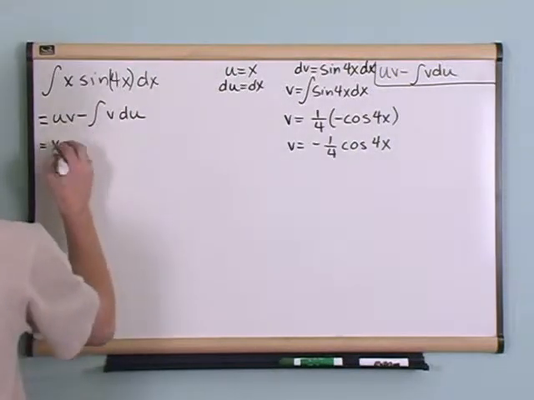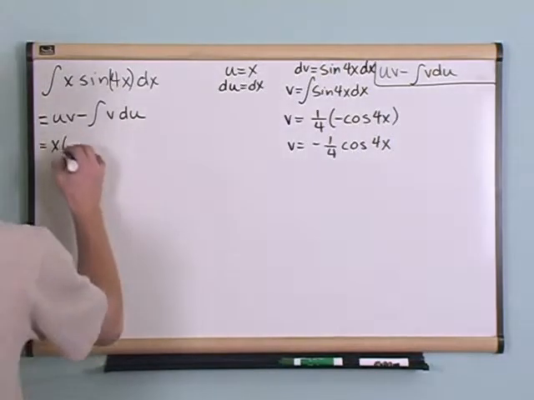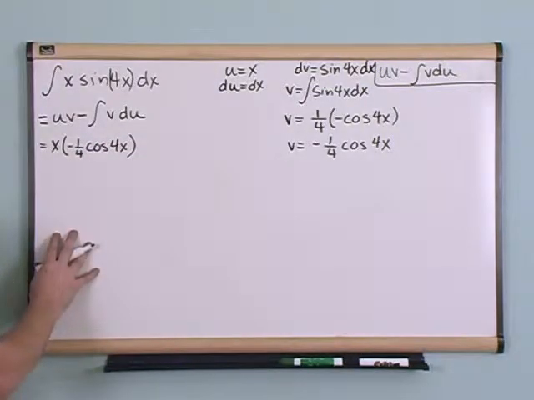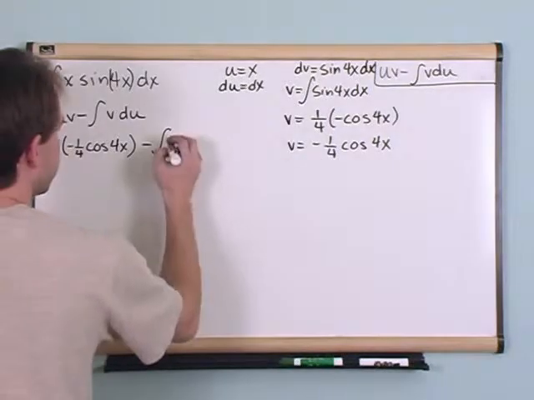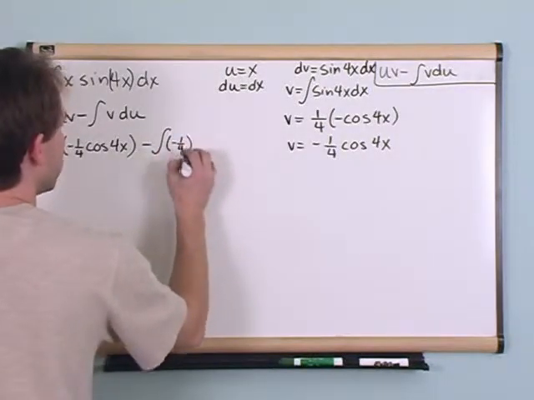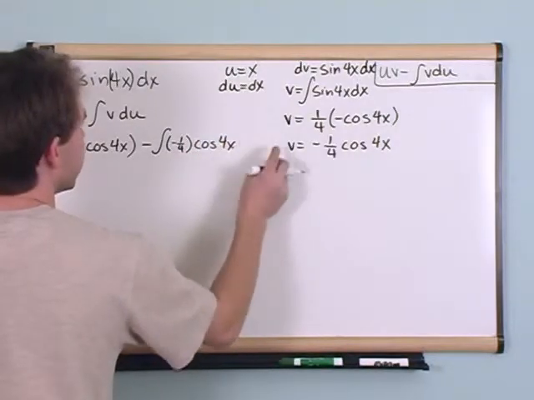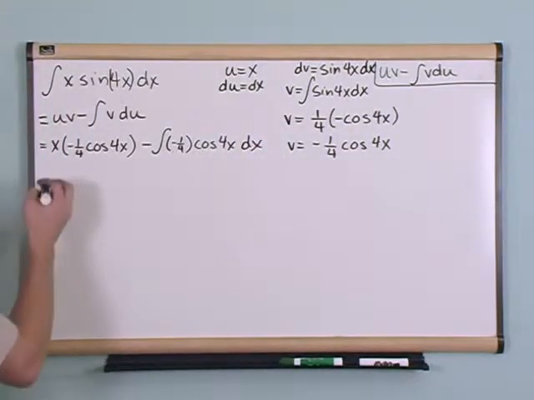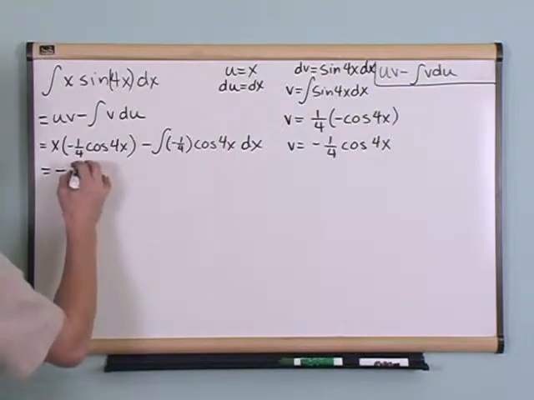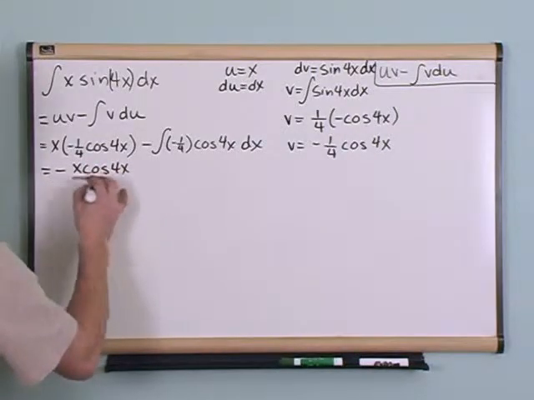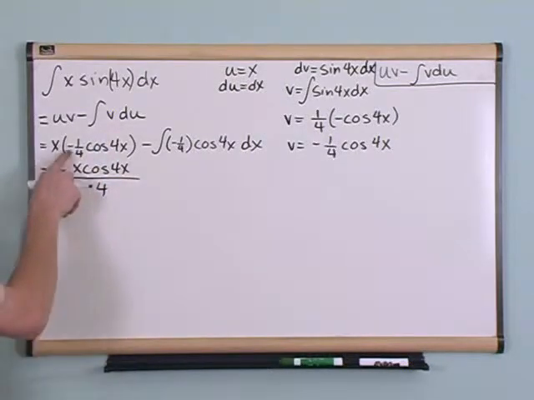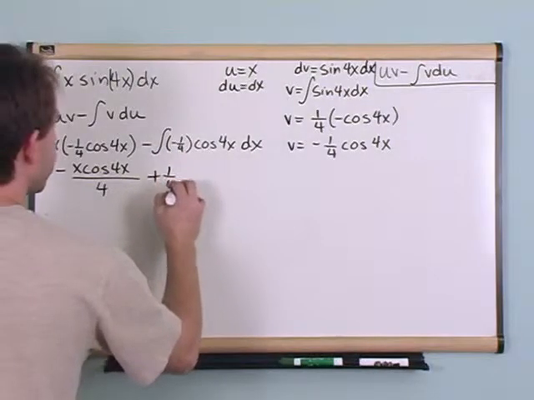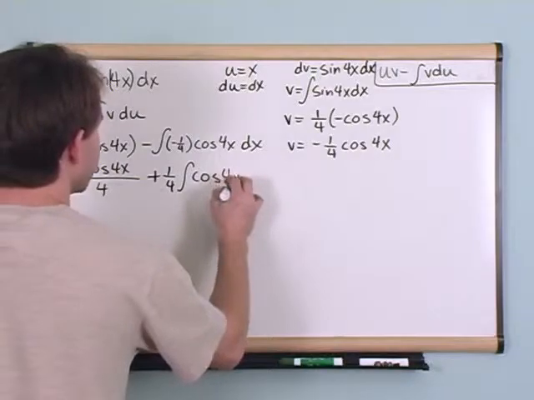u is equal to x, v is equal to this stuff, so it's negative 1/4 cosine of 4x, minus the integral of v, which is again negative 1/4 times cosine of 4x times du. du is just dx. So it's going to be negative x times the cosine of 4x over 4. I just simplified this. I got a negative sign and this stuff on the top, 4 on the bottom. Negative times negative gives me positive 1/4 times the integral of cosine 4x dx.